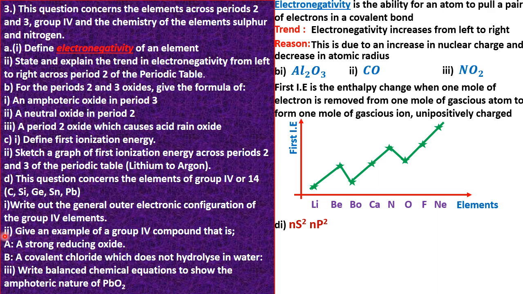Then the other part, friends, is saying that we should give an example of a group 4 compound that is a strong reducing oxide. Then the other, we have a covalent chloride, which does not hydrolyze in water. So guys, generally, group 4 oxides find it very difficult to show reducing properties. However, we have two of them: tin oxide and lead oxide. But in this case, guys, we go with tin oxide.